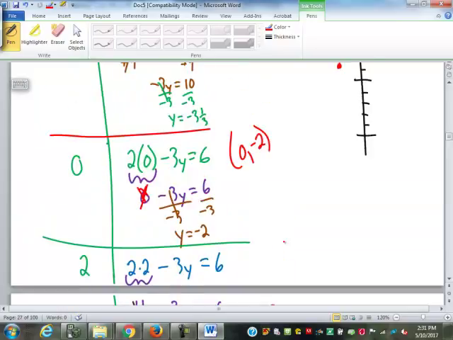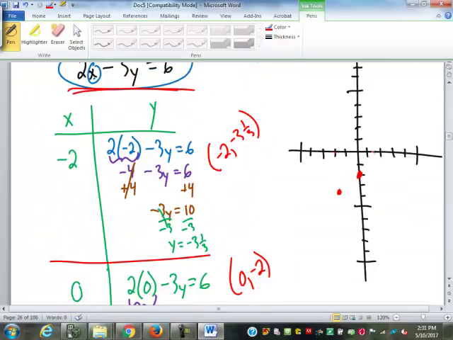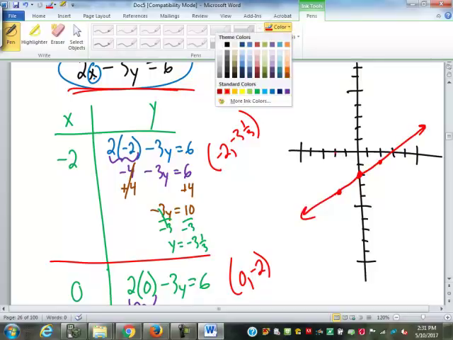So again, it's a fraction. It's a little bit difficult to graph, but here's 2. -2/3 is not quite down to -1. And there you can see those points do give us a line. And there's our line on the graph. So not so bad.